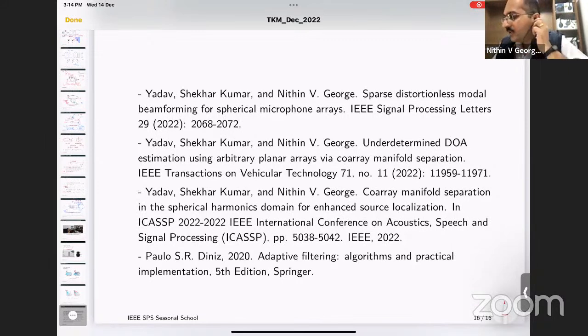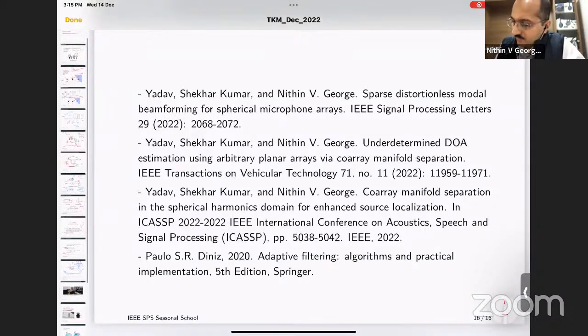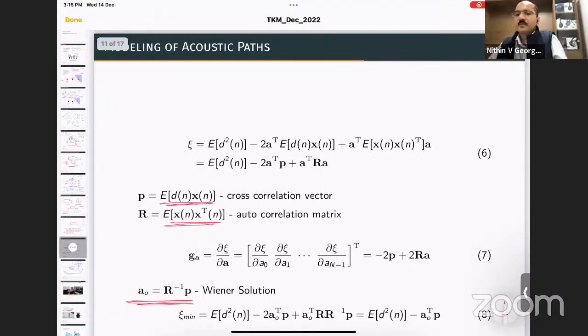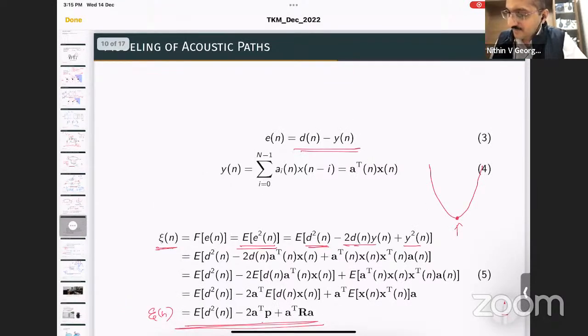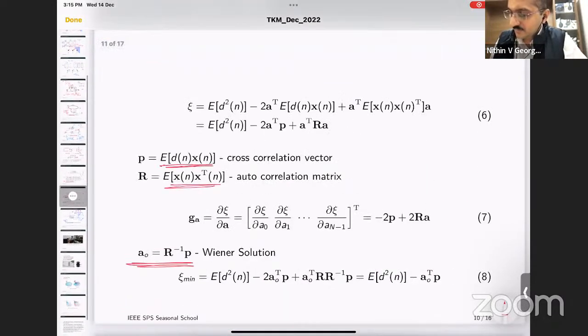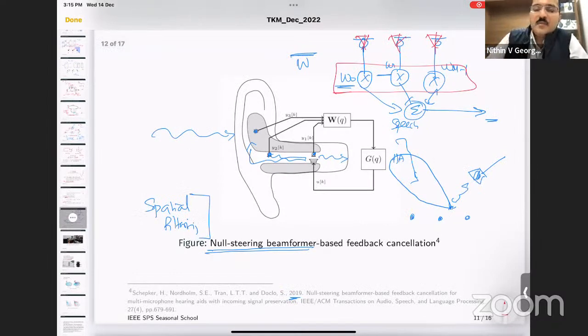So these are some of our 2022 papers. If you are interested, you can read them. There you will get the actual math of it, which is too complicated for me to understand and explain. Any doubt? Any doubt anywhere? Clear? No doubt?